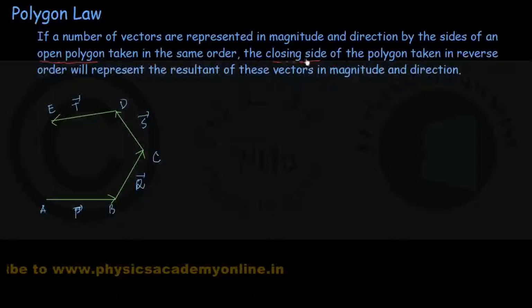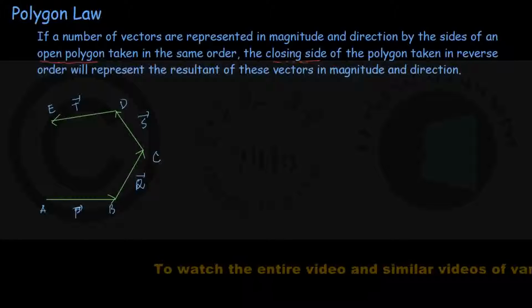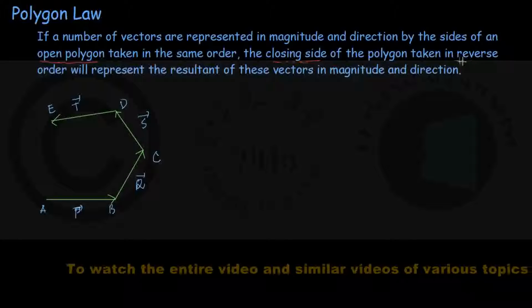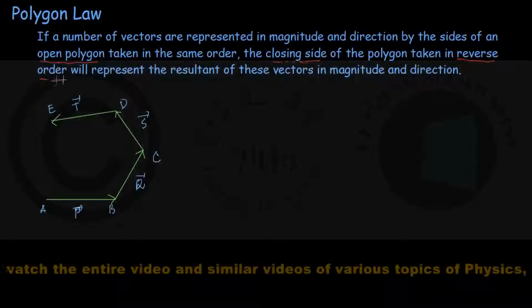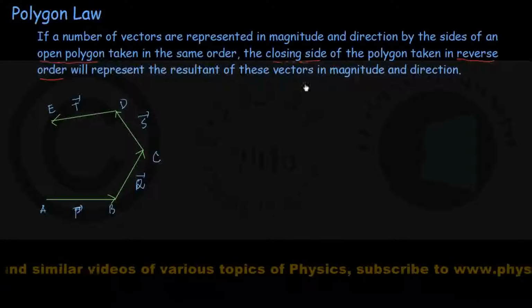The closing side of the polygon taken in reverse order. Closing side must be this. But reverse order means it's not EA. You tend to say AB, BC, CD, DE, EA. But you don't say that. Closing side in reverse order, that's once again an important term, and I must draw attention to that. In reverse order will represent the resultant of these vectors in magnitude and direction.